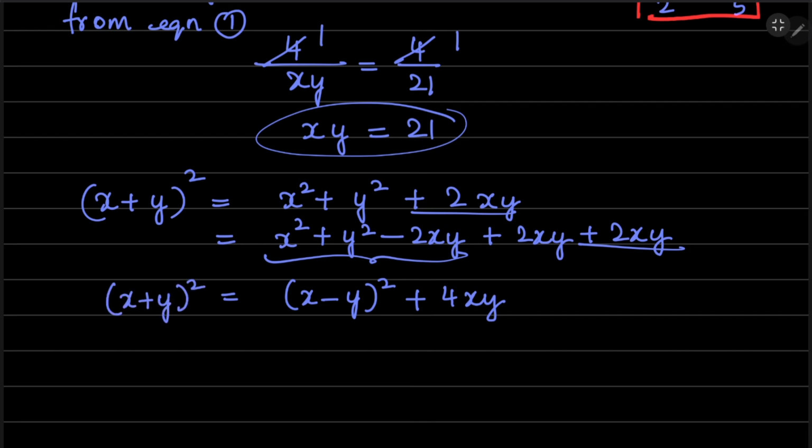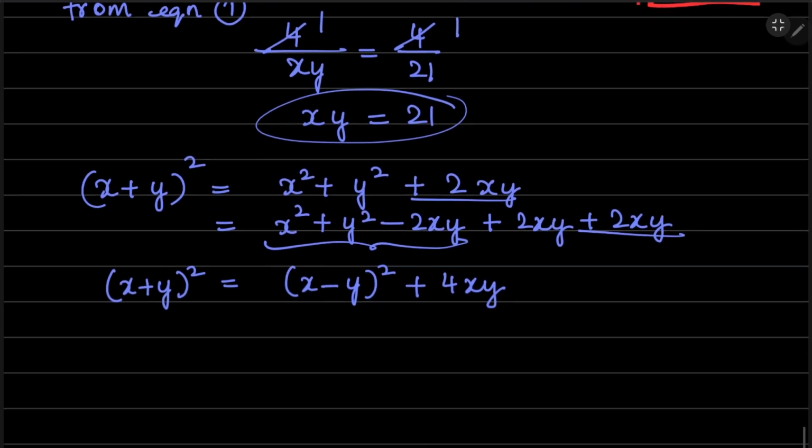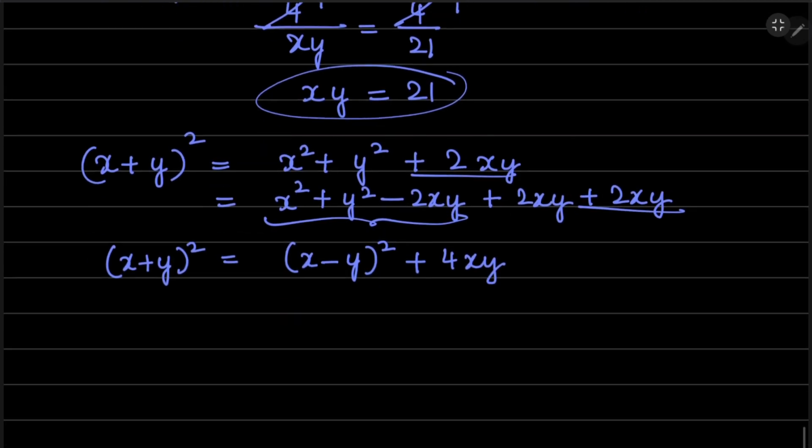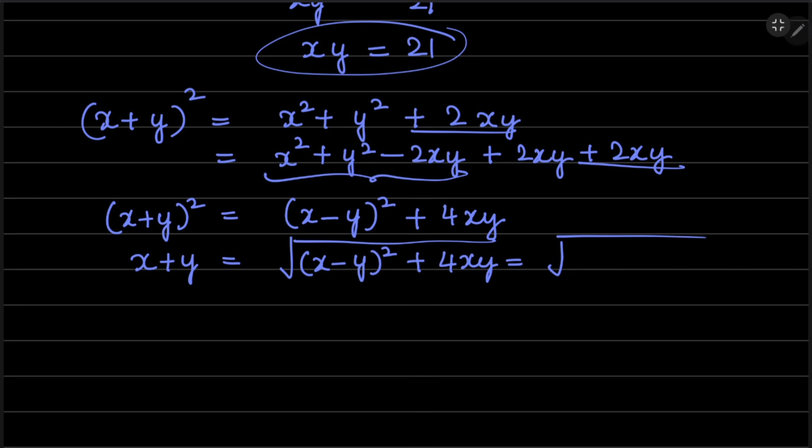The reason we are doing this is because you know what is xy. You know what is x minus y. See, x minus y is 4, xy is equal to 21. Right? So what will be your x plus y? What will be your x plus y? It will be equal to the square root of x minus y the whole square plus 4xy. Let's just substitute it here. So what do you get?